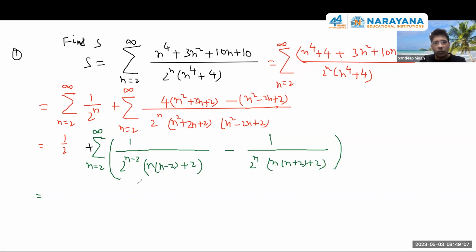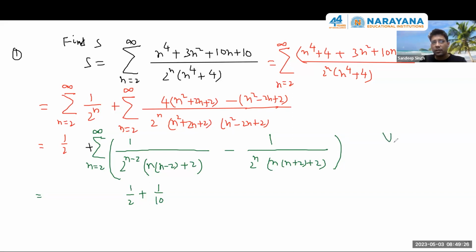So what is the n equal to 2 term? That will be half. And the next term, when I put n equal to 3, that will remain. So that will be how much? 5 into 2, 10. Please check whether these two terms will remain and all others will get cancelled.